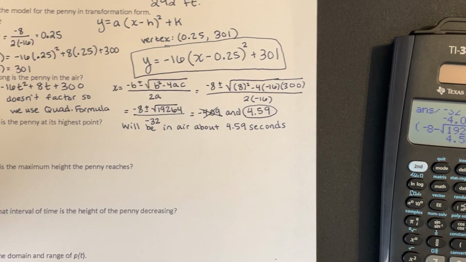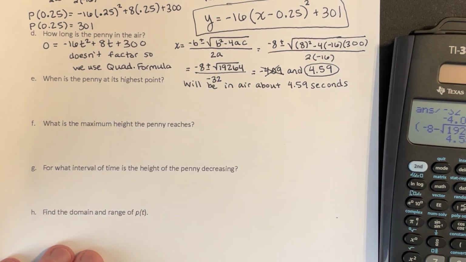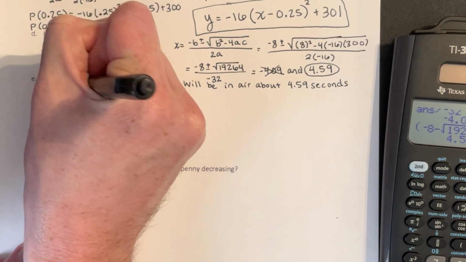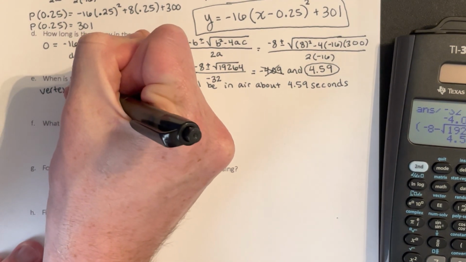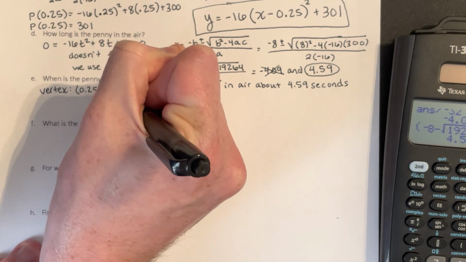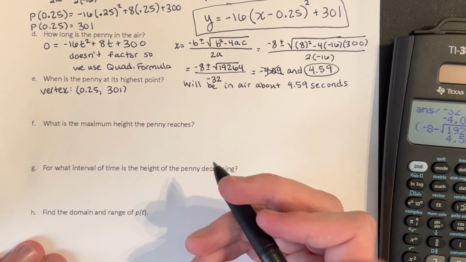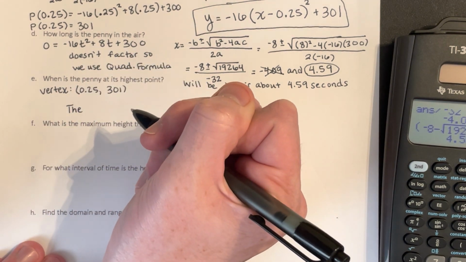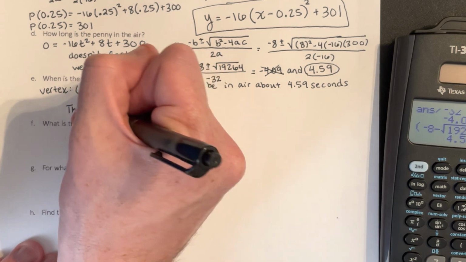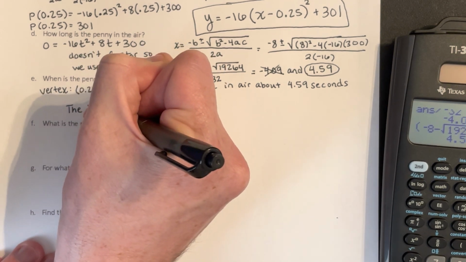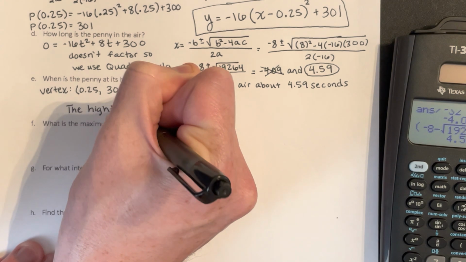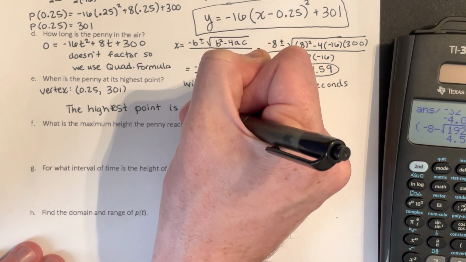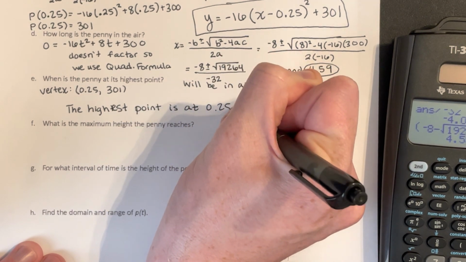And then E wants to know what's the highest point. So if I'm looking for the highest point, that's our vertex. And let's remind ourselves what we already found. This vertex is at 0.25, 301. So the highest point is 301. That's our maximum. Actually, that's the next question. So the highest point is at 0.25 seconds.